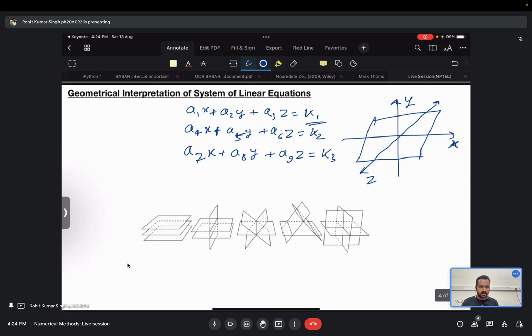Do you have any doubt about how this represents a plane? I can maybe explain that. If not, I can proceed. Is it okay?